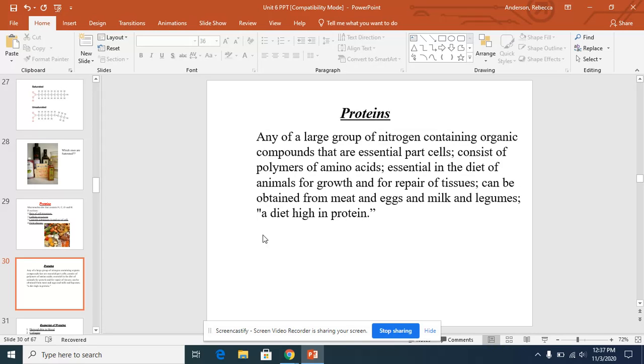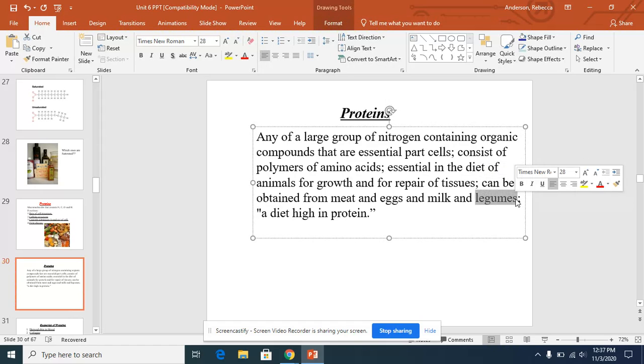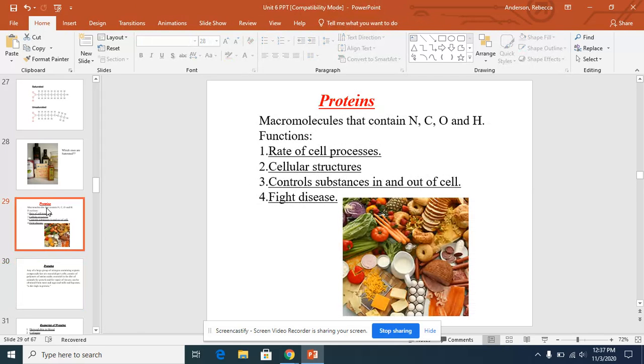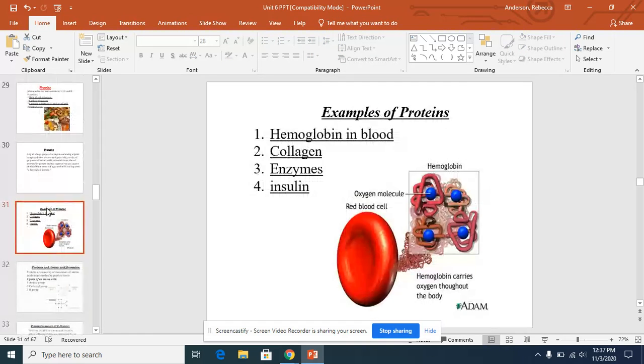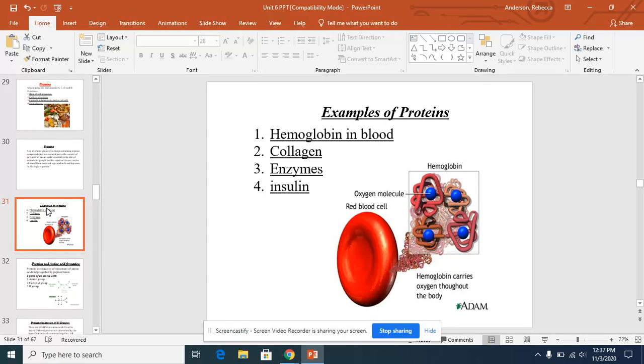So if you are vegetarian, which means you don't eat any meat or anything from any animals, the only thing that you can get that has protein is the legumes, which is, I think, certain things like beans and stuff like that. So you need to make sure if you are not eating anything else full of protein that you do eat that protein, because like we just talked about, it's basically like keeping you alive. So it is vital for your health. So examples of protein: your hemoglobin in your blood, collagen, enzymes, and insulin.